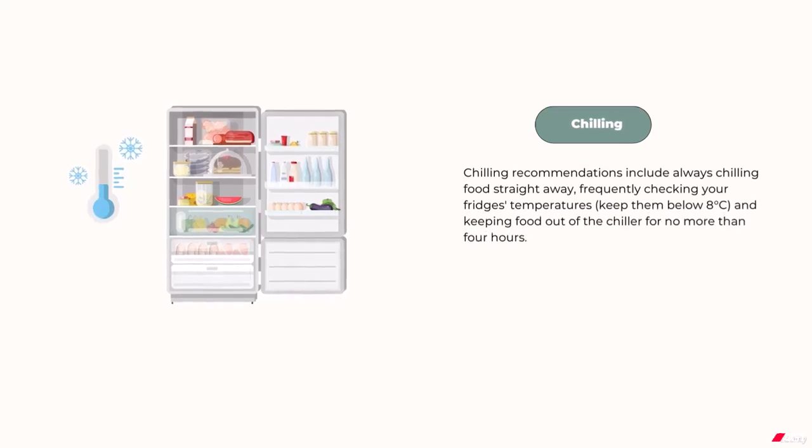Chilling. Chilling recommendations include always chilling food straight away, frequently checking your fridge's temperatures, keeping them below 8 degrees Celsius, and keeping food out of the chiller for no more than 4 hours.